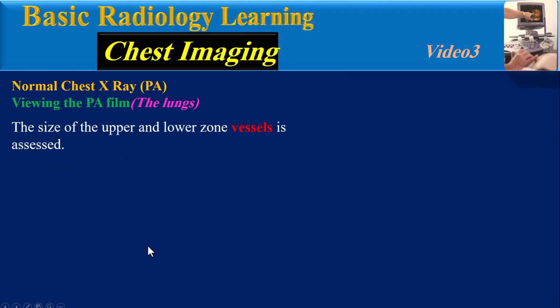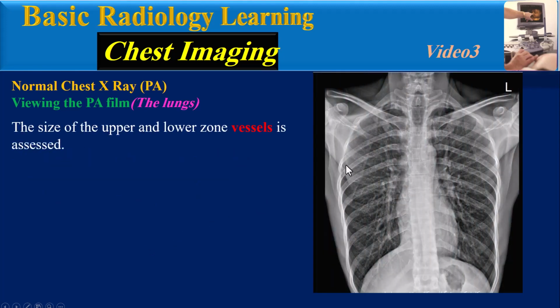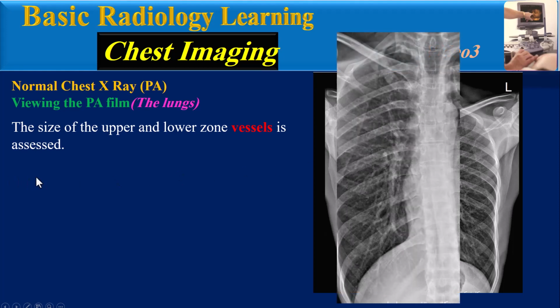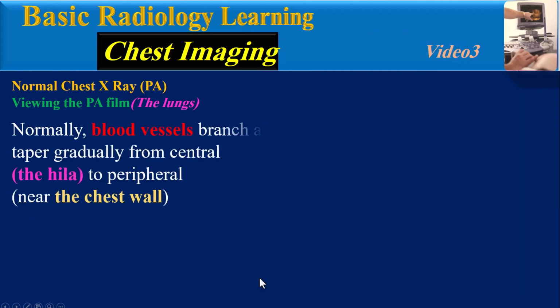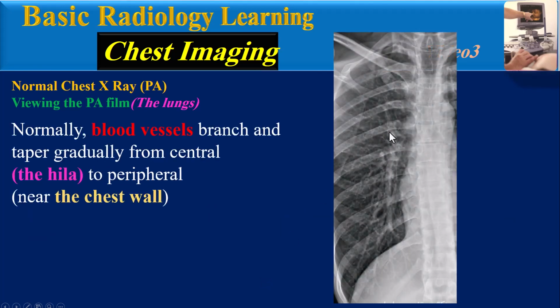The size of the upper and lower zone vessels should be assessed. In the upright position, the blood flow to the bases is normally greater than the flow to the apices because of the effect of gravity. Therefore, the vessels at the base are normally larger in size than the vessels at the apex of the lung. Normally, blood vessels branch and taper gradually from the central part or the hilum to the peripheral part near the chest wall.